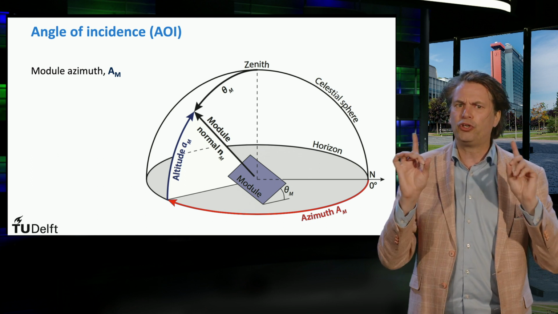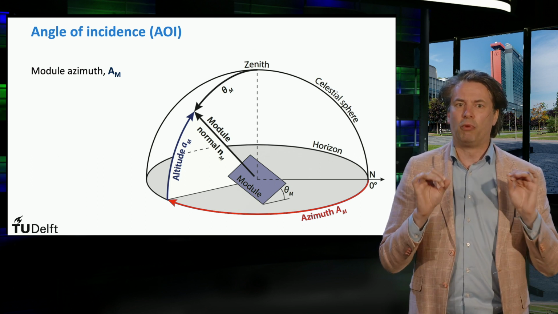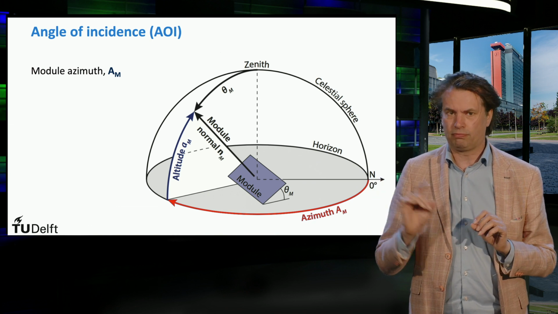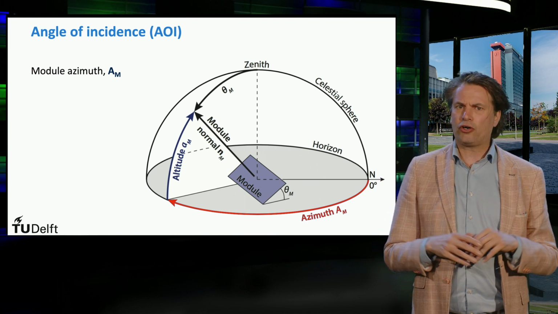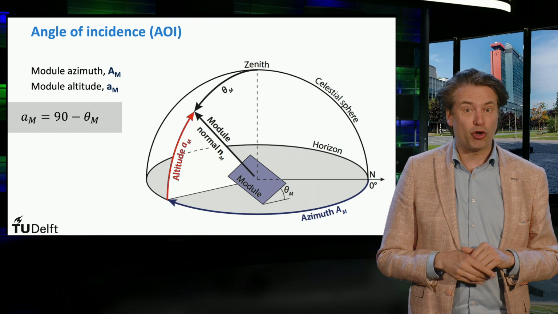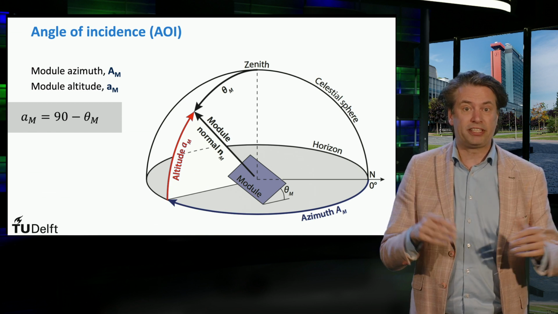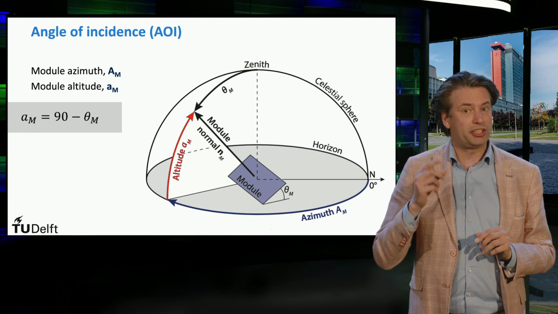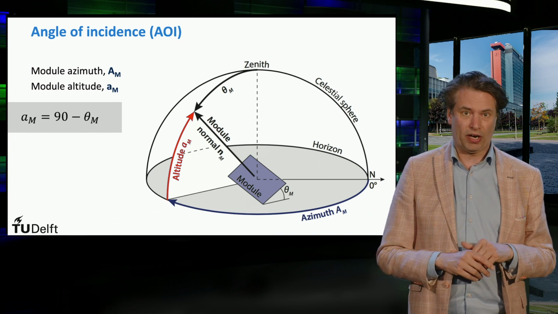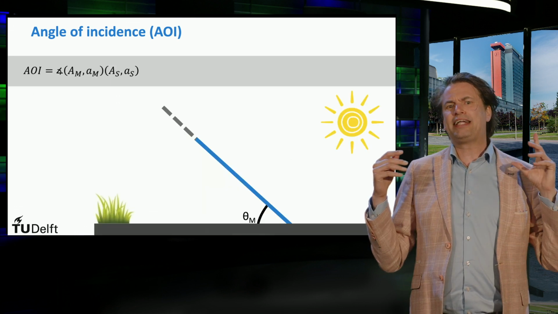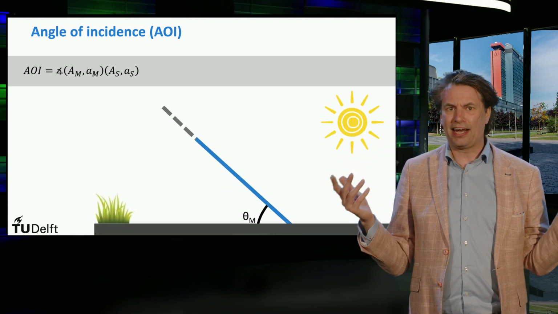Be careful to not confuse the azimuth of the module with the azimuth of the sun. The second coordinate we need is the altitude of the module, which is the complementary angle of the module's tilt, as written in the equation. Now let's have a look at the angle of incidence.